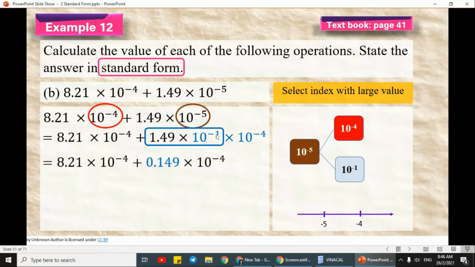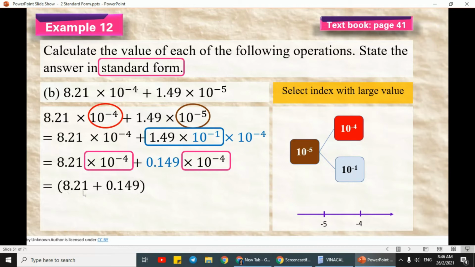Now we solve this part. So 10 to the power of negative 1 means move the decimal point to the left. So here is 0.149. The rest just copy back. After that, we identify that now it has the common factor. We can do the factorization.